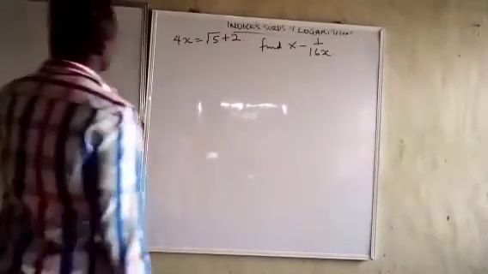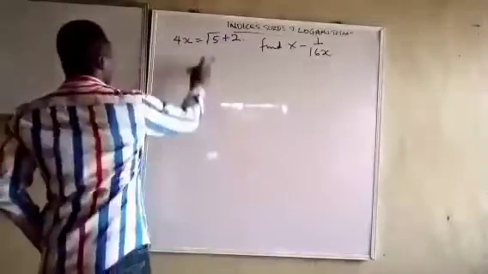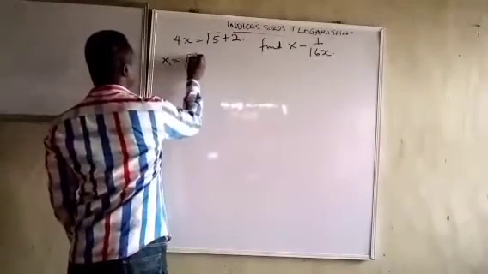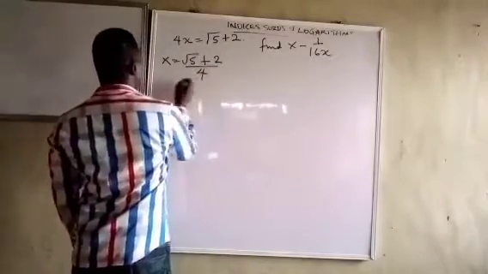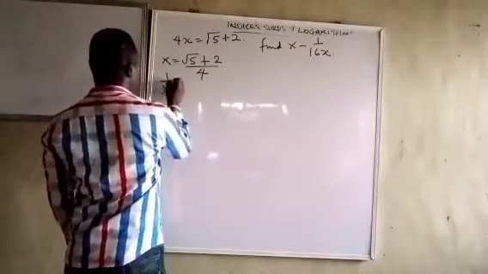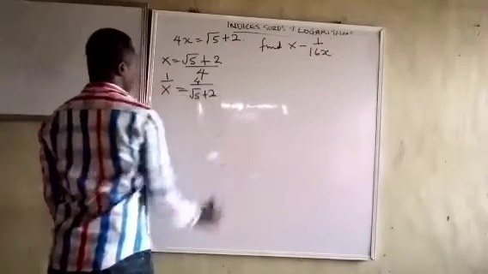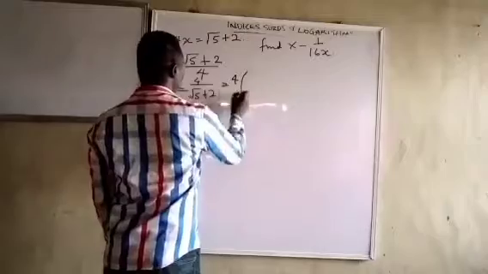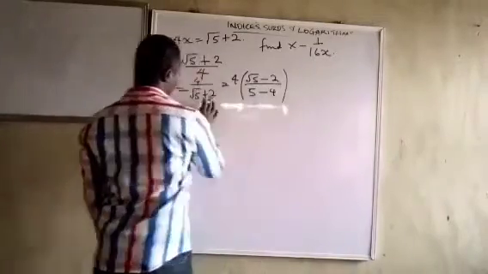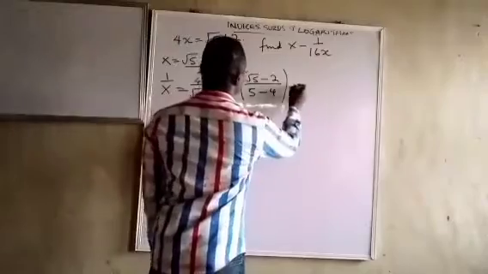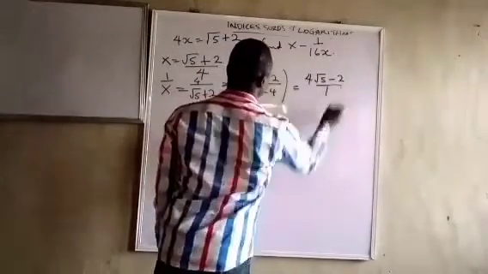We have this question. It says 4x equals root 5 plus 2. Then I should find x minus 1 over 16x. Now x is equal to (root 5 plus 2) over 4. So what is 1 over x? 1 over x is equal to 4 over (root 5 plus 2), which will give us 4 into (root 5 minus 2) over (5 minus 4), multiplying by the conjugates. And this will give us 4 root 5 minus 2 over 1.